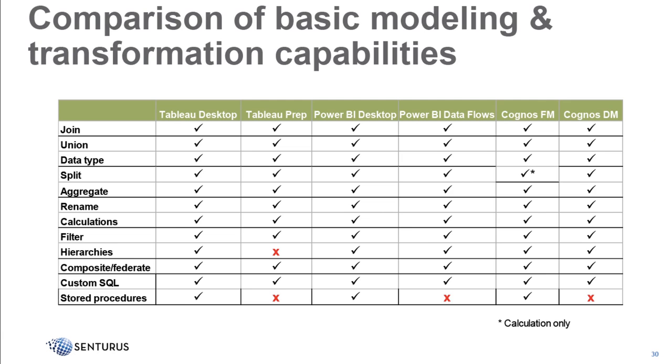So I put together a matrix of basic modeling and transformation capabilities. I have a few other of these, and the only thing you should really take from this, and you can study it from the deck later, I'm not going to go through it, is that there's a whole host of things you can do around basic modeling and transformation, and all the tools basically check those boxes with the exception of a few items. So I'm going to leave that there for you. Again, you can pick that up.